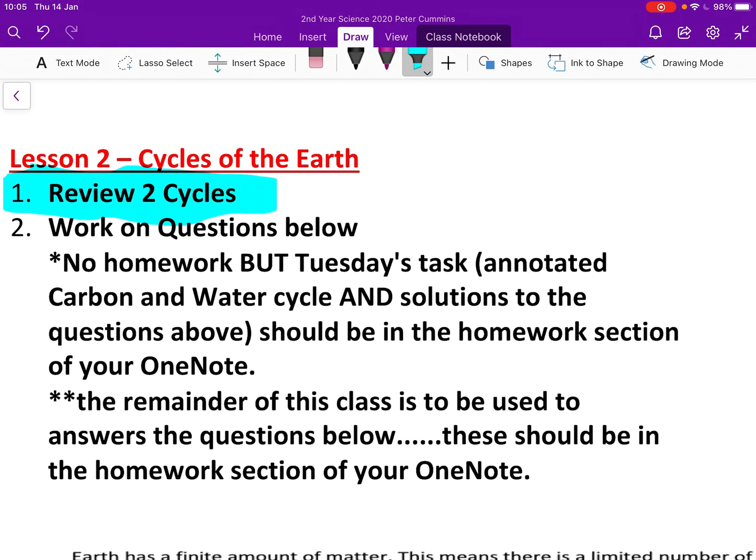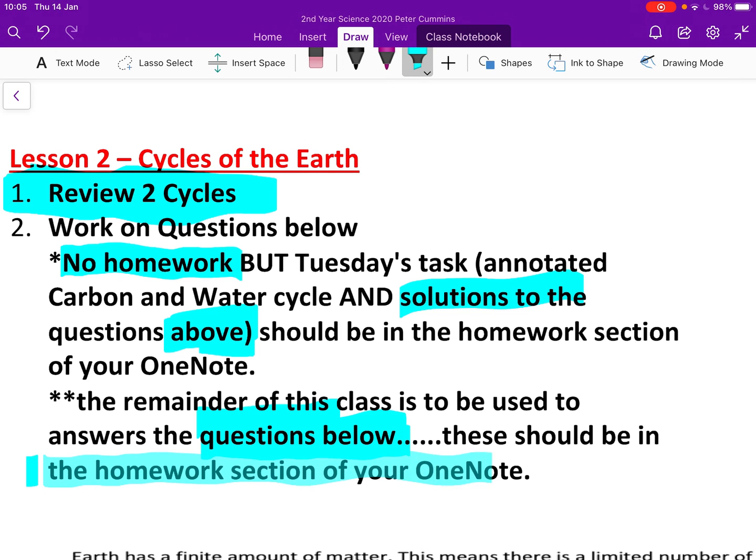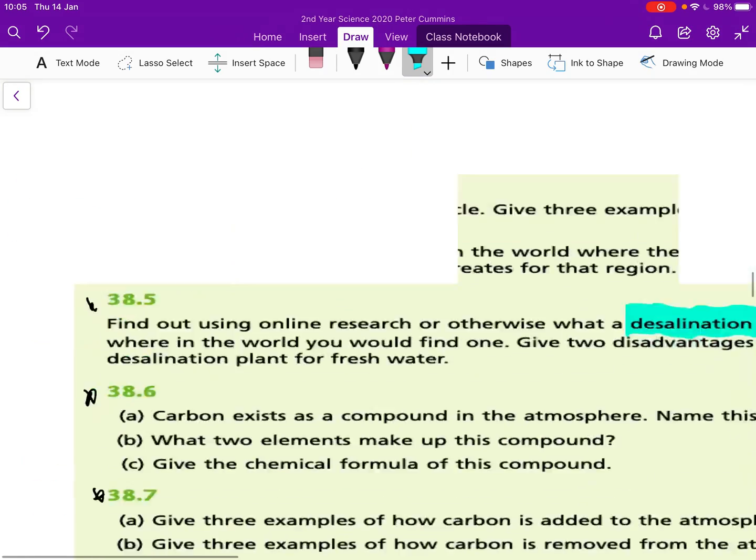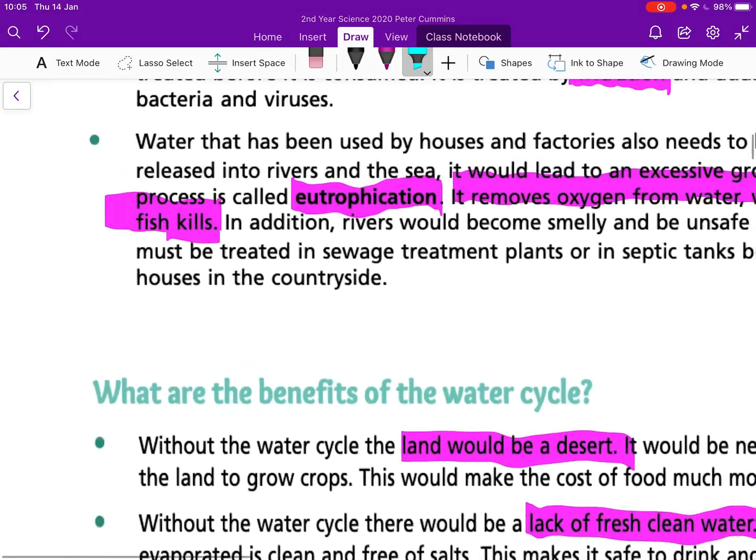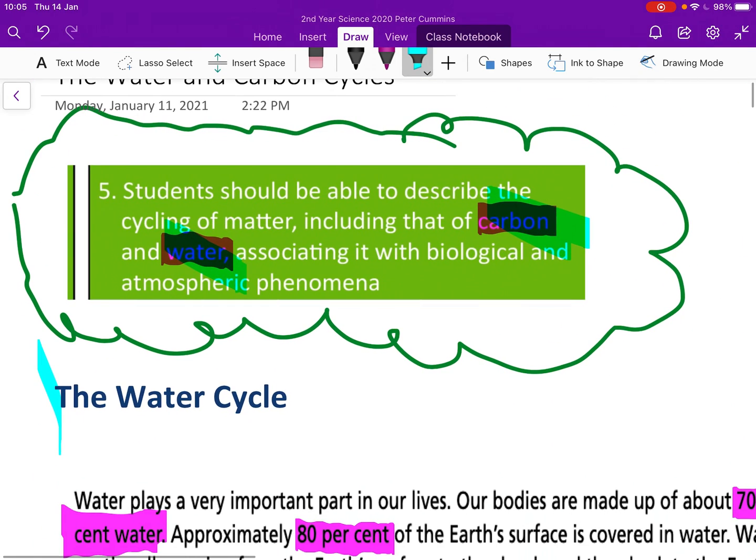You've no homework today, but make sure the people who haven't uploaded Tuesday's task, the annotated carbon and water cycle, and the solutions to the questions above, do so. So the ones from Tuesday should be in the homework section of your OneNote. The rest of the time now, for the next 45, 50 minutes, you're going to answer the questions below. And when you have them done by the end of the class today, also upload those to the homework section of your OneNote.